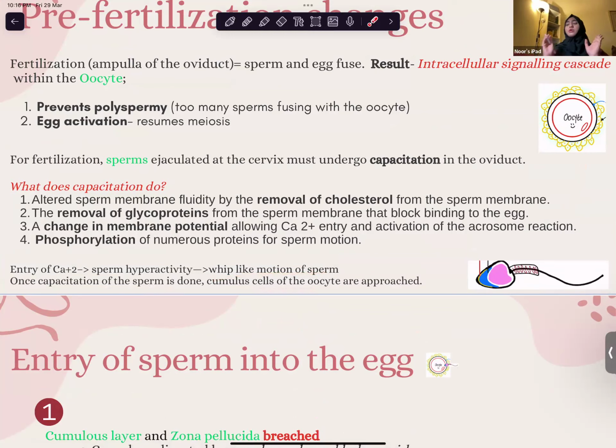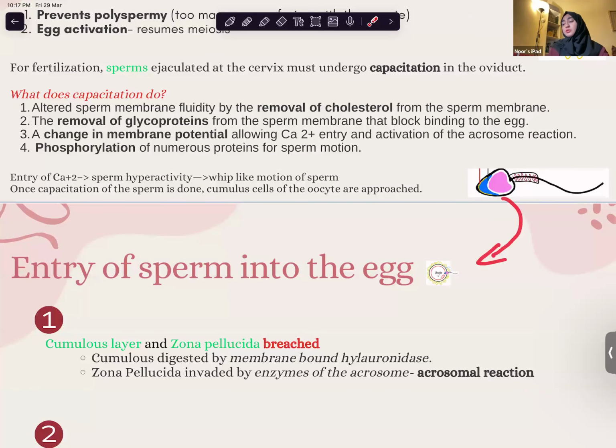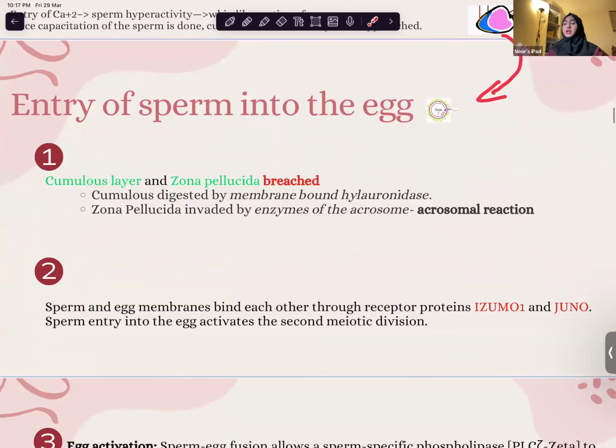the oocyte are approached. Now, just to summarize, first there is fusion, then the intracellular signaling cascade, and then capacitation. What happens after capacitation? After capacitation, the sperm moves towards the egg. So there are four main reactions that you all need to remember.